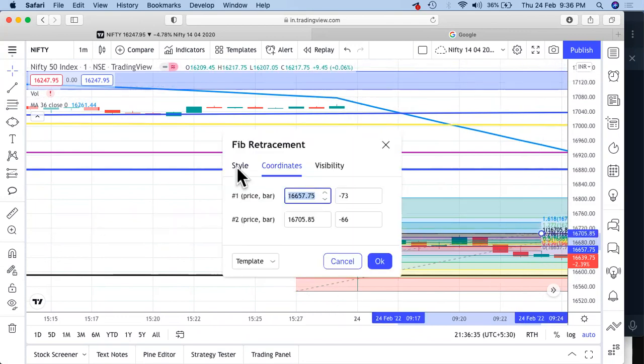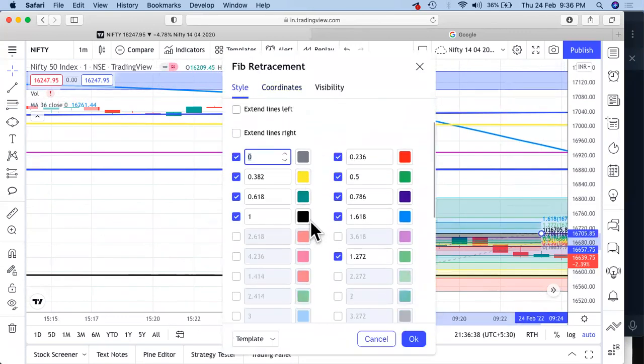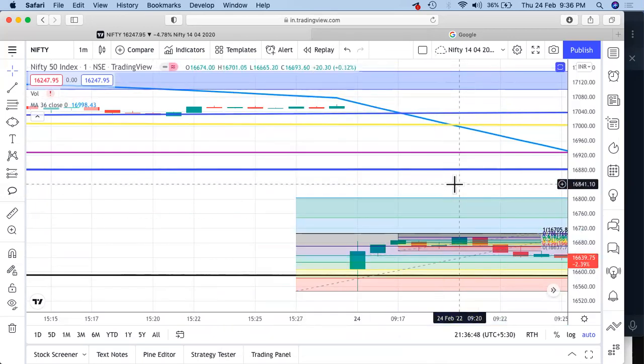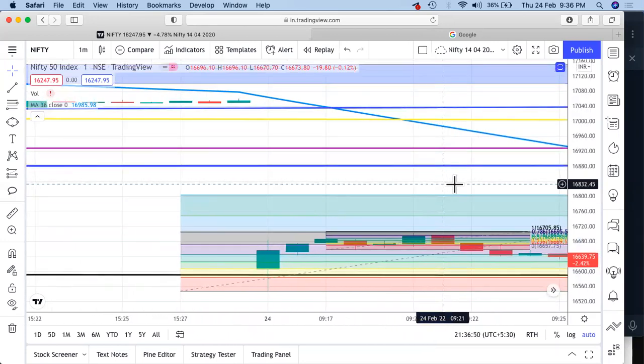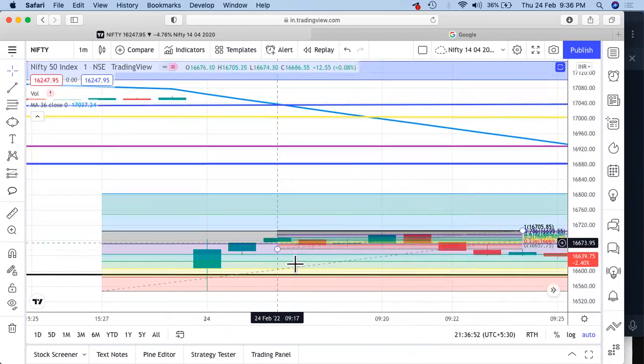I'll just remove this. Extensions 1.2 and 1.6. So what I see over at this part is that it has just made a retracement and tried to touch somewhere around the 0.76 level, but it didn't cross the top.